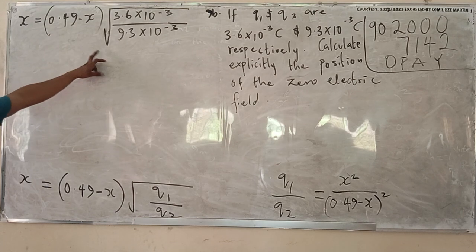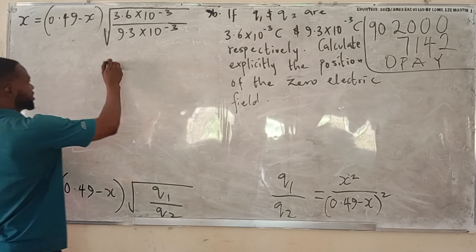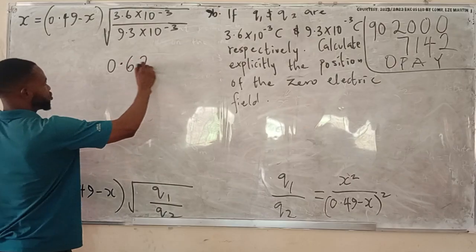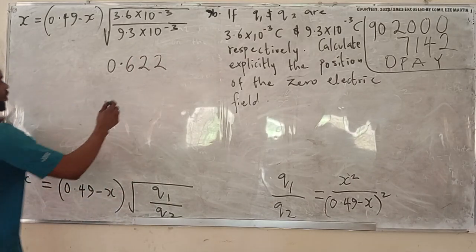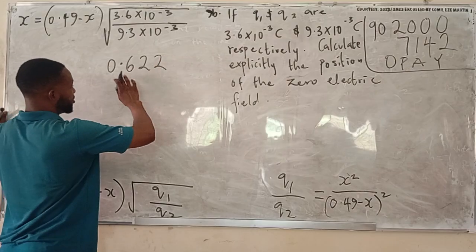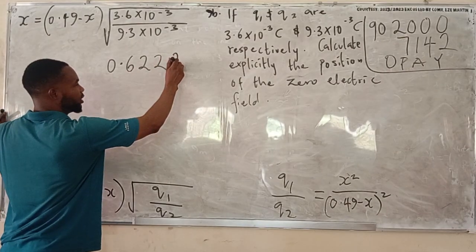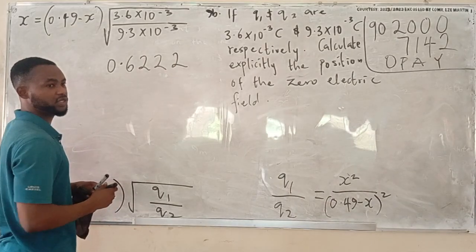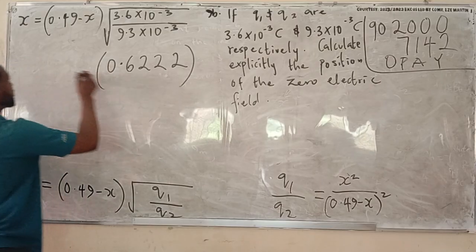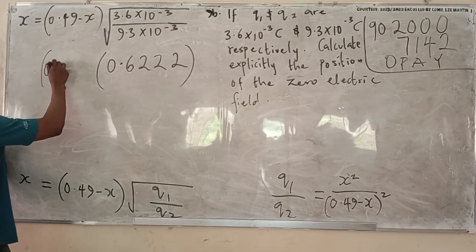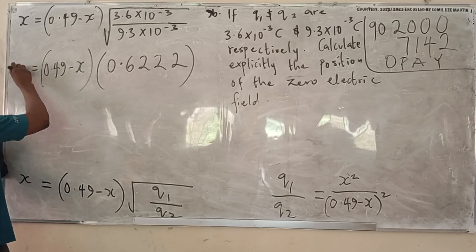Punch this for me, what do you have? 0.622, like this. Are you sure? 0.62217171, approximately. Okay, then multiply by 0.49 minus x equals x.